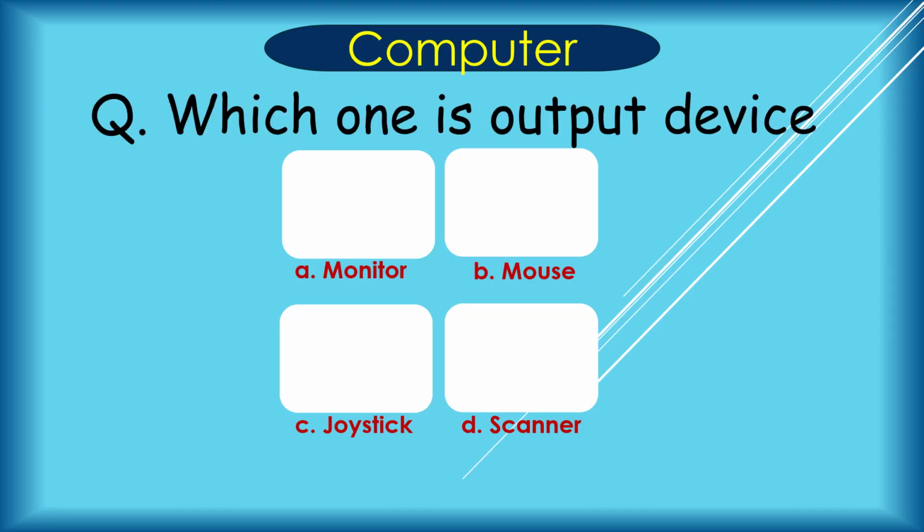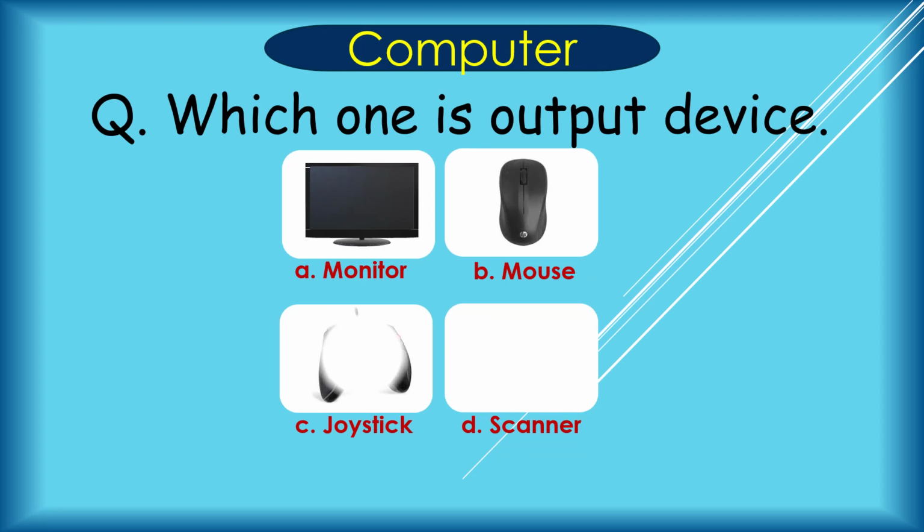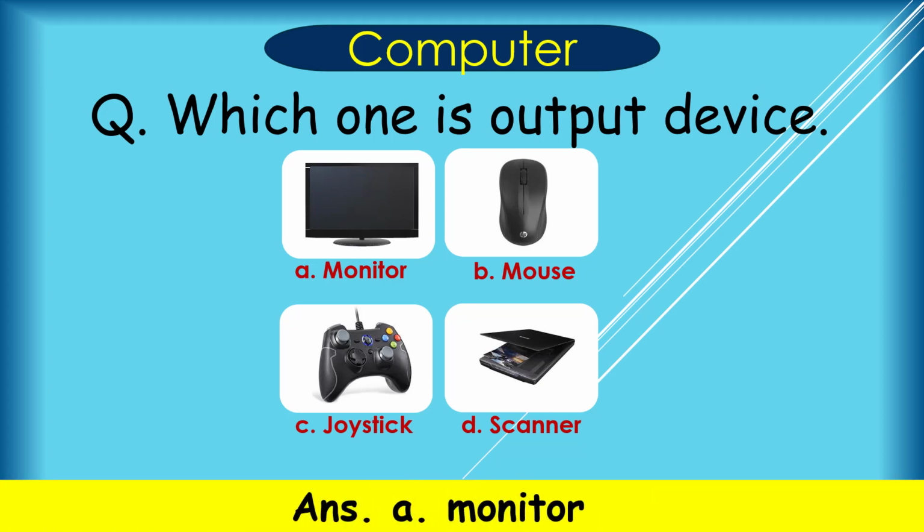Question: Which one is an output device? A. Monitor, B. Mouse, C. Joystick, D. Scanner. Correct answer is A. Monitor.